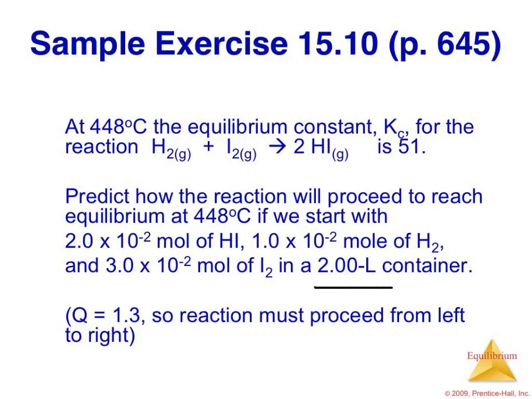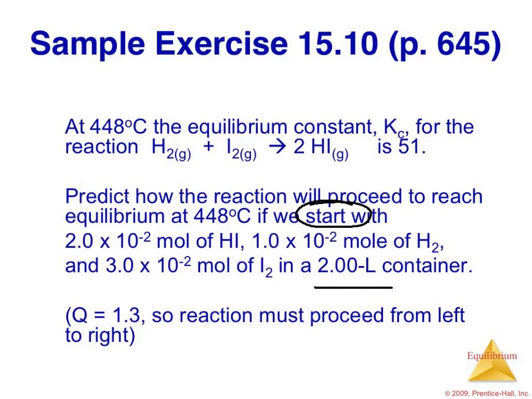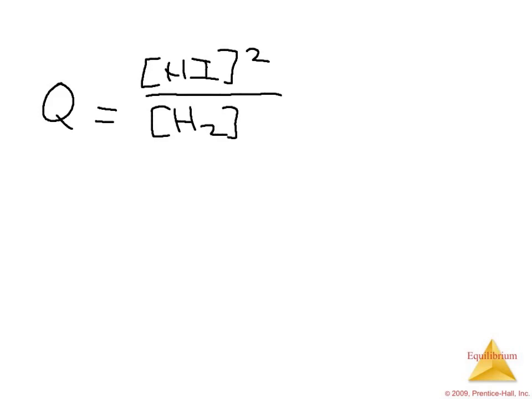Then what we're going to do is find Q, because what we're given here is initial concentrations. "Start with" is our key that shows us these are initial concentrations. So we're going to solve for Q, and our Q expression is just like our equilibrium expression, products over reactants. So we'll have the concentration of HI squared divided by the concentration of H2 times the concentration of I2.